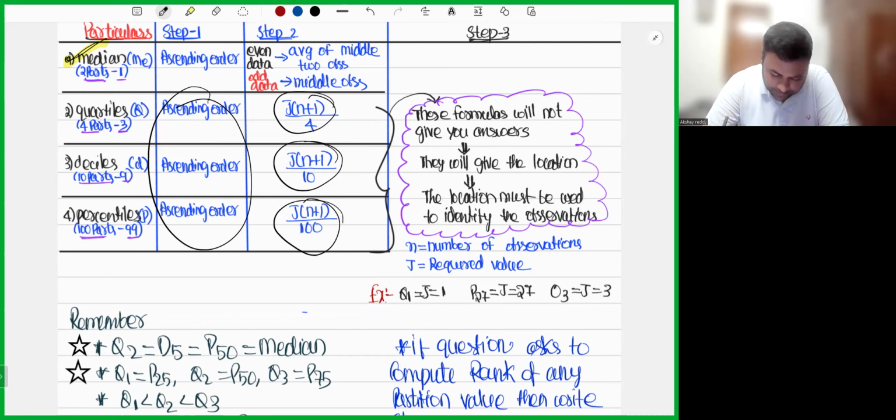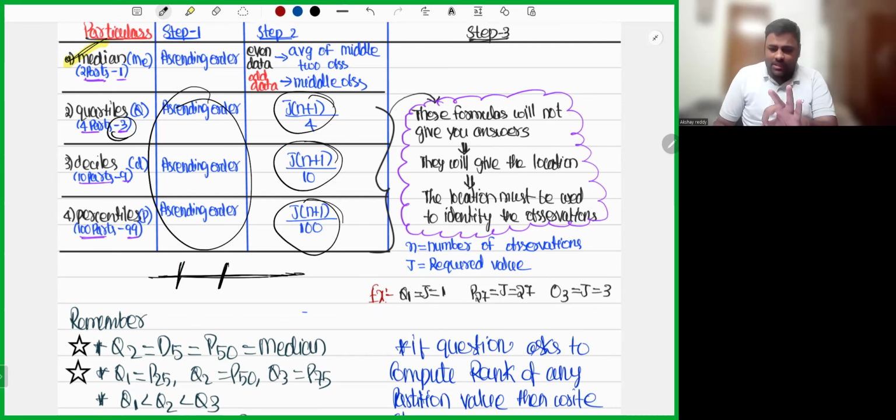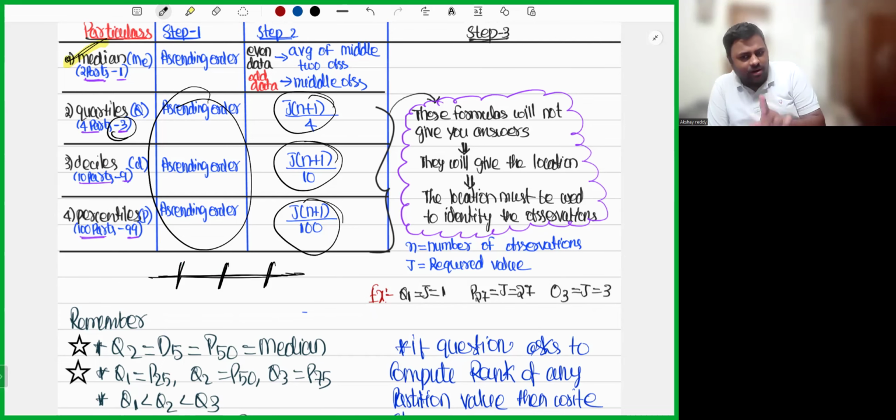My dear friends, remember, there are only 3 quartiles. 3 quartiles divide the data into 4 parts. Like I am having a rod. I want to make it into 4 parts. How will you make it? 1, 2, 3. Make 3 cuts. It's enough. Those 3 cuts will divide the data into 4 parts. Okay. I hope the concept is fine. See, n refers to the number of observations. Then what is j? j refers to the value which we require.